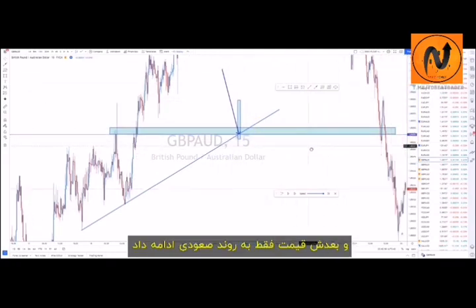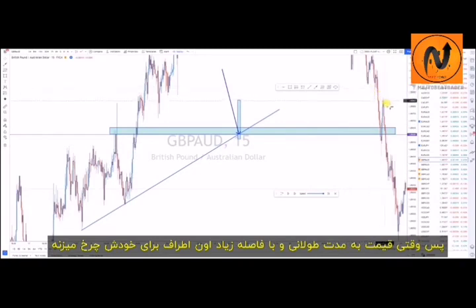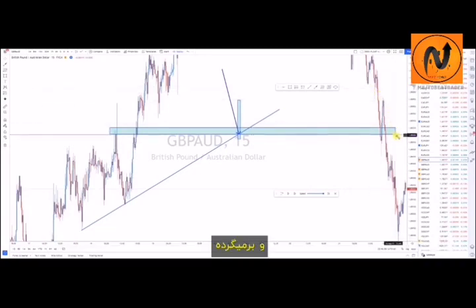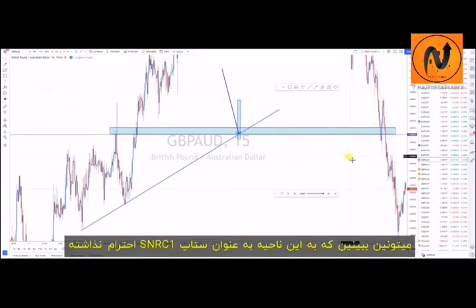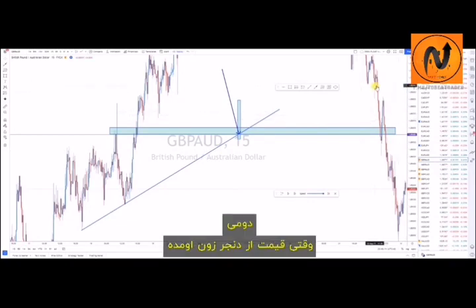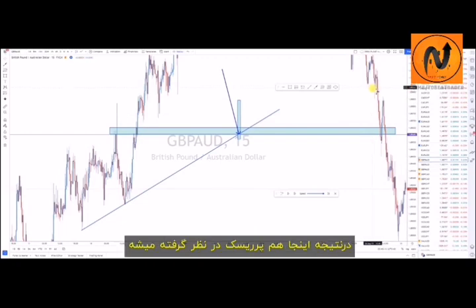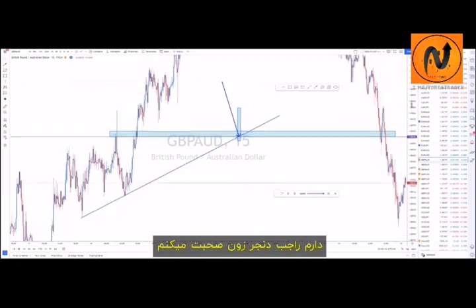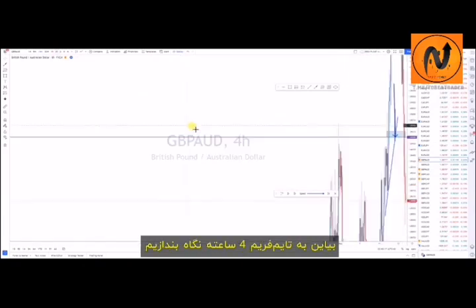So when price has lingered around too long, too far away, and comes back, you can see it did not respect this as an SNRC1 setup. First is that. Second, when price has come from a danger zone, it is also considered high risk. So what I'm talking about as a danger zone, let's look at the H4 time frame.